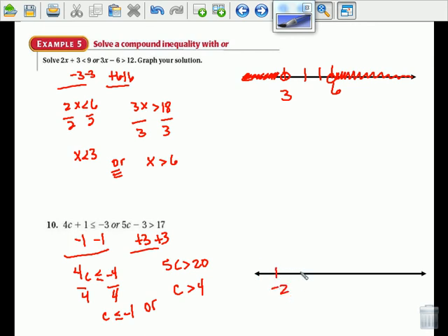So let's go negative 2, negative 1, 0, 1, 2, 3, 4. You don't really need the negative 2. I'll do a closed circle, shaded to the left, and an open circle, shaded to the right.